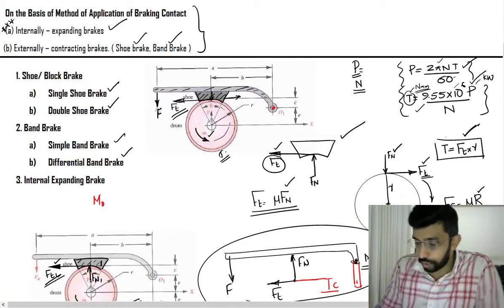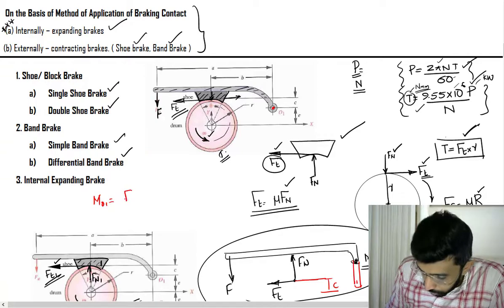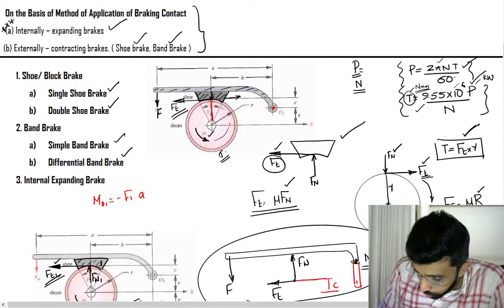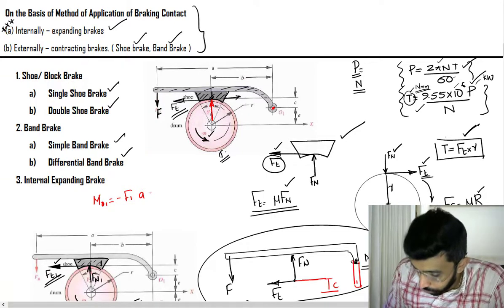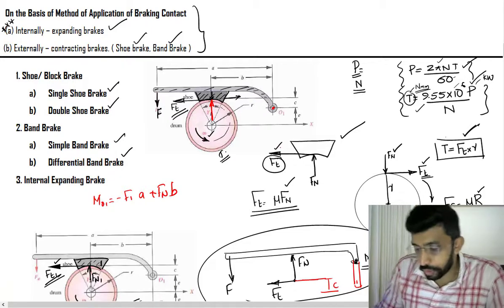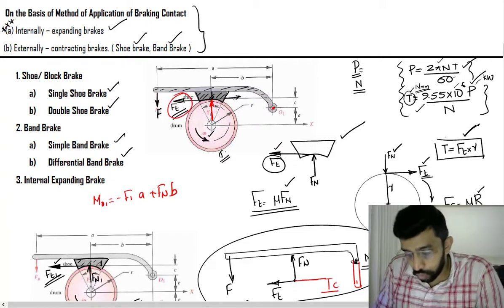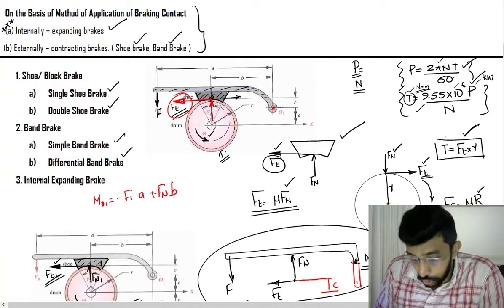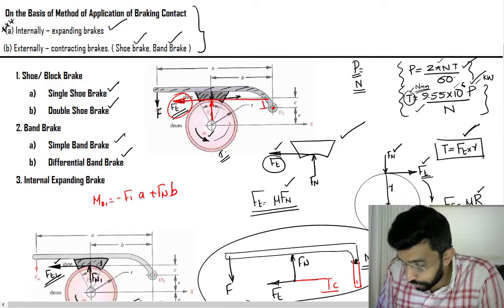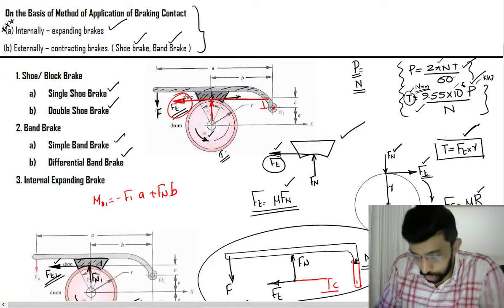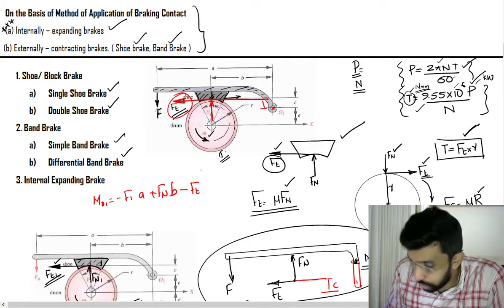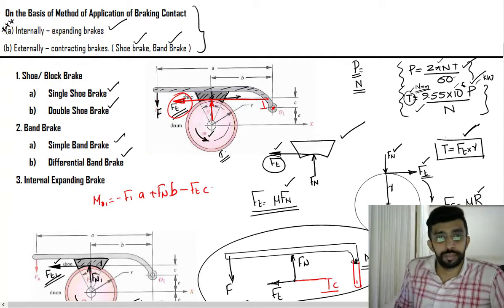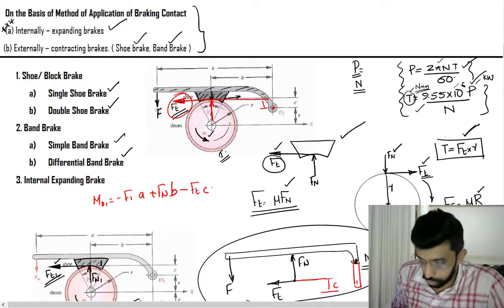So if you take the moment about O1, it is going to be F into A, right? Now we are going to consider the normal force here, Fn. So Fn into B, clockwise direction. Now we have to consider the Ft. You just look here. If you take the anti-clockwise direction, this is going to be the direction of Ft. So this Ft into the perpendicular distance C is going to create an anti-clockwise rotation. So negative Ft into C. This is the moment equation that we are going to use.